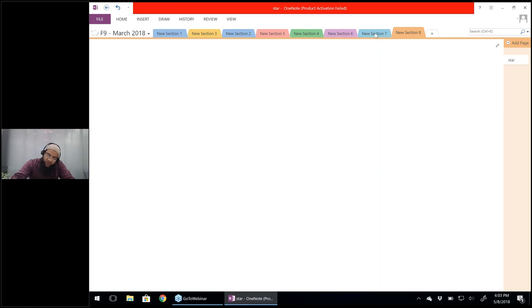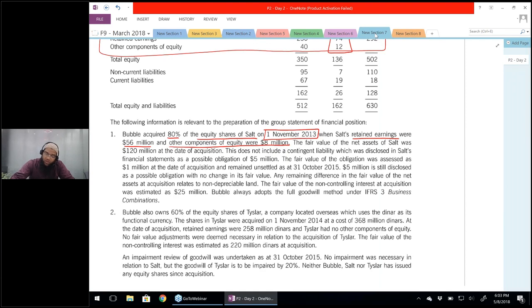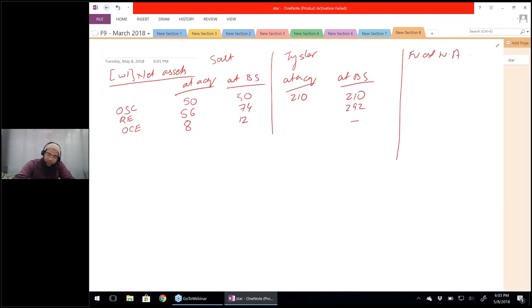The fair value of the net assets of Salt was $120 million at the date of acquisition. The question has informed us the fair value of net assets. Why does the question inform us the fair value of net assets? To calculate the fair value adjustment. So 50 plus 56 plus 8 will give us a total of 114, which means that the fair value adjustment is $6 million.